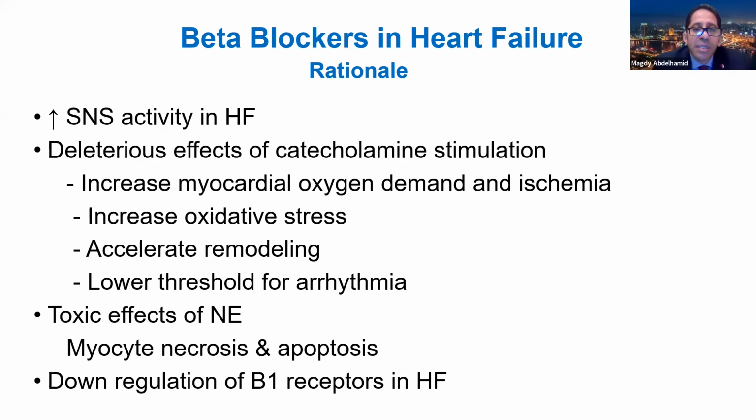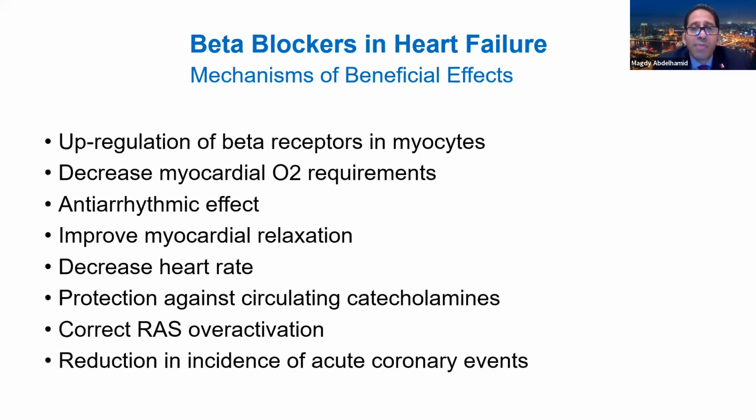And in heart failure patients, there is a down regulation of beta-1 receptors. So with the use of beta blockers, this will lead to upregulation of beta receptors in myocytes. The use of beta blockers will lead to decreased myocardial oxygen requirements. It has an anti-arrhythmic effect, improves myocardial relaxation, decreases heart rate, protects against circulating catecholamines, corrects the overactivated RAS system, and reduces the incidence of acute coronary events, in addition to reduction in sudden death.